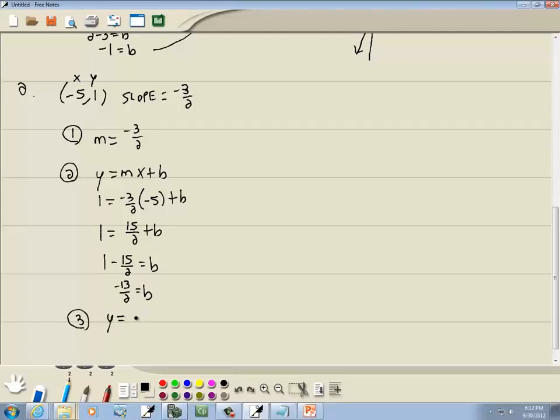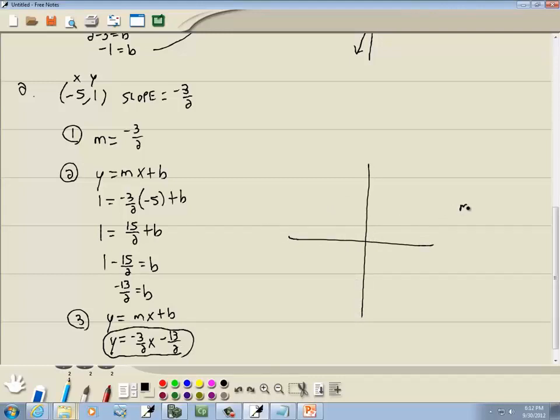And step 3, write our answer down. Well, m was negative 3 halves, and b was negative 13 halves. So our answer is y is equal to negative 3 halves x minus 13 halves. Okay. M is negative 3 halves. Changing y over changing x, it's negative 3, so we go down 3. Positive 2, so we go right 2.